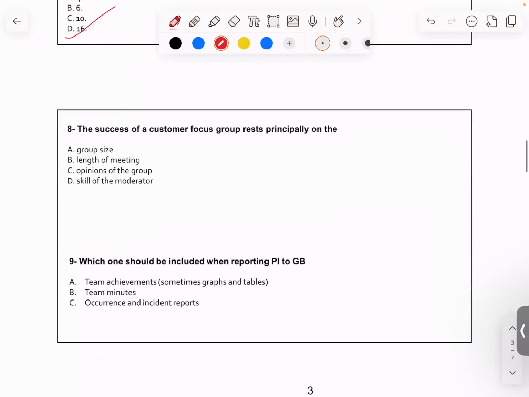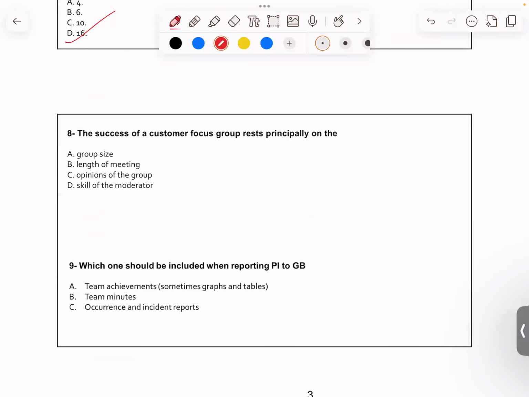Okay, Radha, are you with us? Okay, number 8, the success of a customer focus group rests principally on the A, group size, B, length of meeting, C, opinions of the group, D, skill of the moderator. What determines the success of a focus group research study?